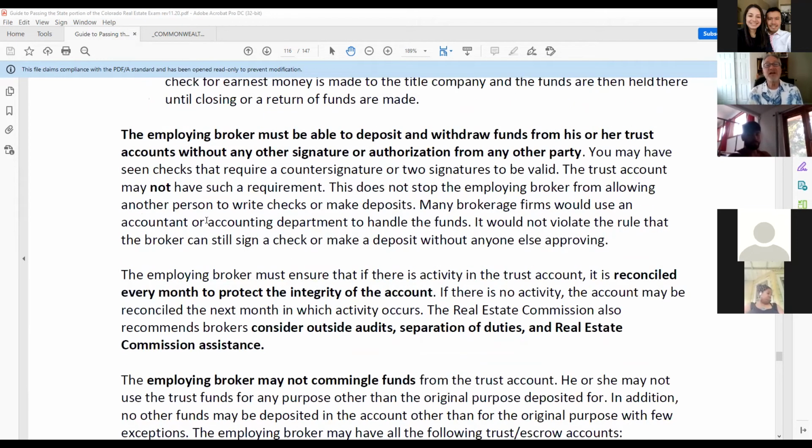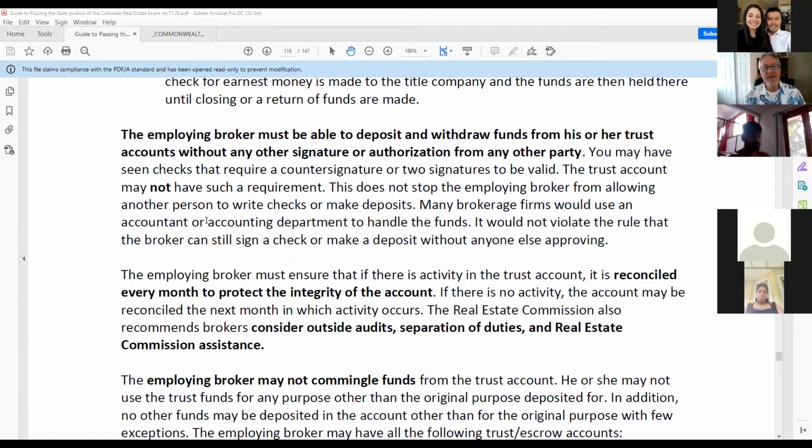Now, if the brokerage does have a trust account, then the employing broker's got to be able to go in and out of that account. They got to be able to deposit money and withdraw money out of that account without any interference, any impedance, no counter signature. In other words, some accounts you have to have more than one signature to get money out. So that cannot be with a trust account. The employing broker's got to have free access to get in and out of that account without anybody interfering. That's the law.